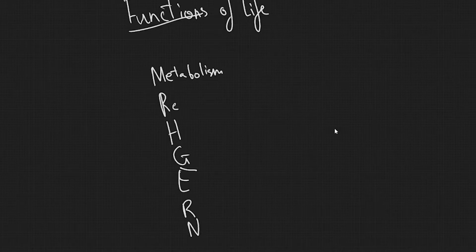R stands for response. Response is how living things have the ability to respond and interact with external stimuli. For example, if a ball was coming towards you, you would instantly know to catch that ball. Or when a deer sees a predator, such as a wolf, it'll know to run away. That is its response.